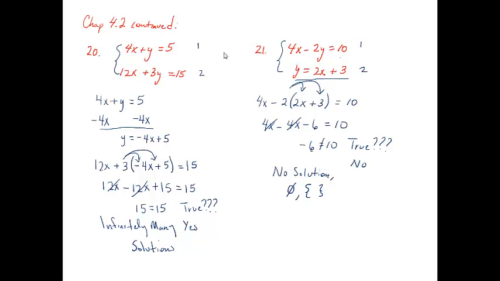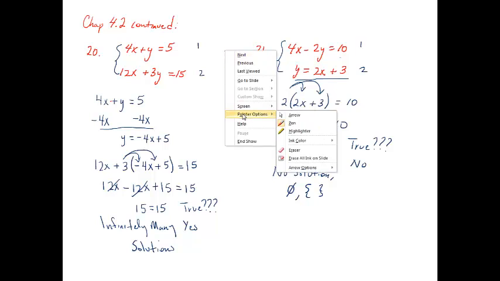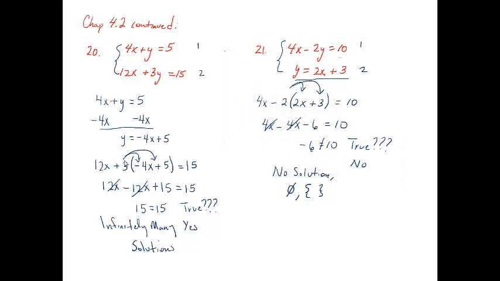Okay, so let's recap quickly. In both of these problems, towards the end, when I'm solving for x, I eliminated the x, and I was just left with a statement. This one said 15 equals 15, and this one said negative 6 equals 10. Well, 15 equals 15 is a true statement, so I have infinitely many solutions. There's multiple of them. And why is that?